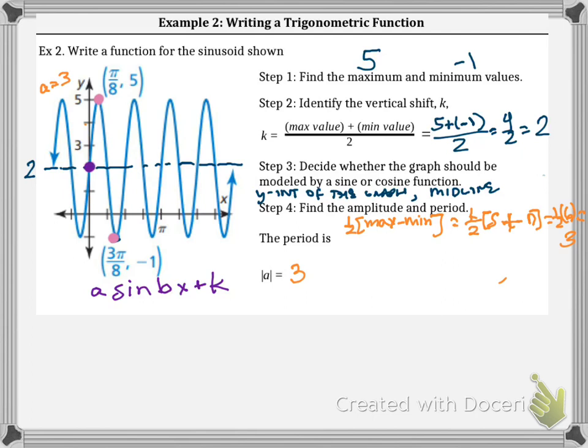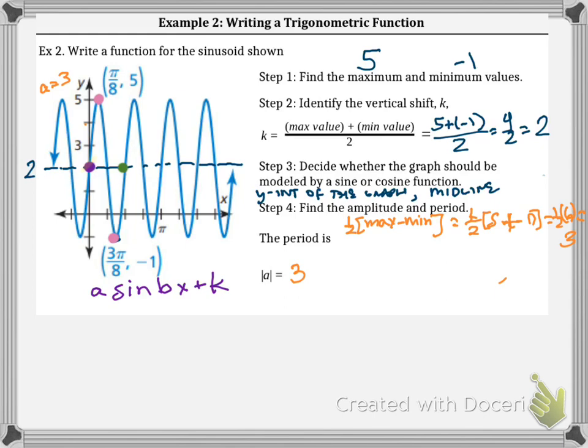Now let's talk about the period. So we have to look at where it repeats. And so if we start right at the midline on the y-intercept, it goes up, then it goes down, and it stops right there. So we need to figure out what is this point that it stops at. What is one full period?